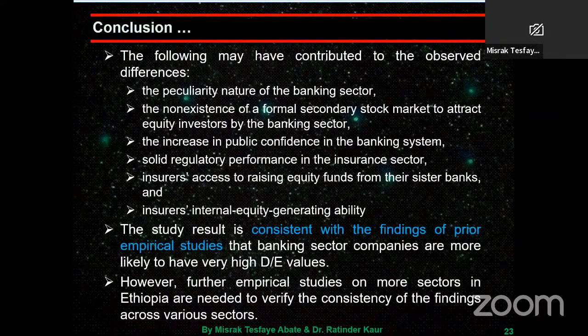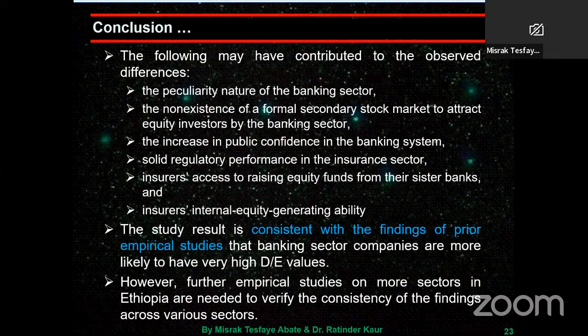period, and 6 factors may have contributed to the observed difference: the peculiar nature of the banking sector, the absence of a formal secondary stock market to attract ticket investors in the banking sector, the increase in public confidence in the banking system, solid regulatory performance in the insurance sector, insurers' access to raise equity funds from their sister banks, and the insurance companies' internal equity generating ability.